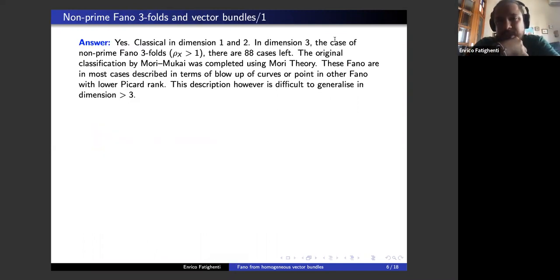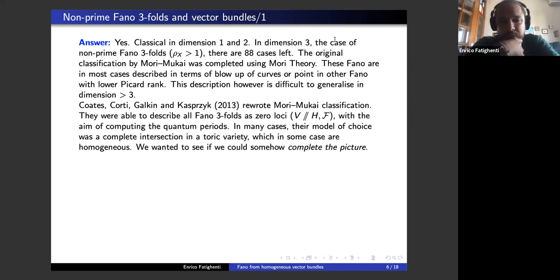So this is very classical in dimension 1 and 2. And in dimension 3, so the case of a non-prime Fano threefold, so Picard rank greater than 1, as I told you, we had 88 cases left. And if we look at the original classification, this was done by Mori and Mukai using Mori theory, and it's a wonderful classification. Of course, it's very famous, but it's done in birational terms, which is not really this language. And in particular, in most cases, they're described in terms of blow-ups of curves or points in other Fano threefolds of lower Picard rank. And in fact, this classification is actually quite hard to generalize to higher dimension.